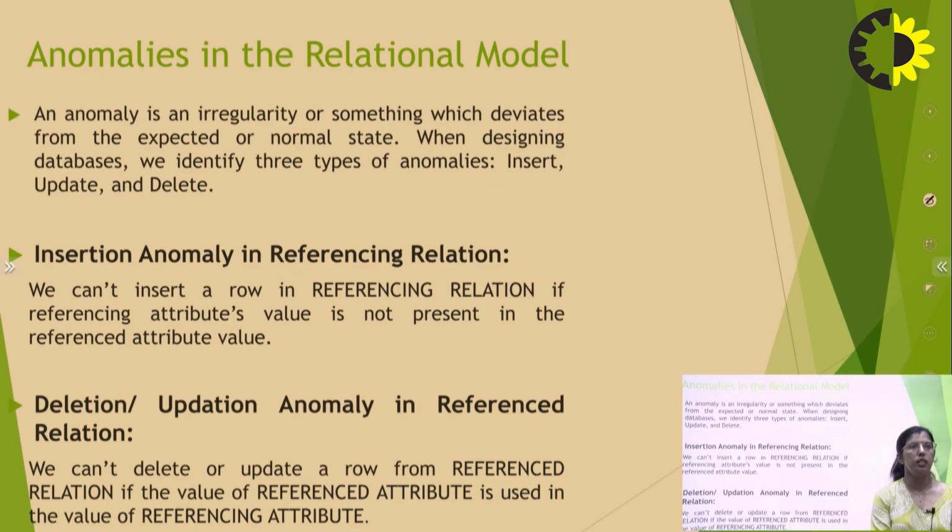Next is the anomalies in relational model. An anomaly is an irregularity or something which deviates from the expected or normal state. First one is your insertion anomaly. Insertion anomaly: we can't insert a row in the referencing relation if the referencing attribute value is not present in the referenced attribute value. Second is deletion or updation anomaly. We can't delete or update a particular row from the referenced relation if the value of the referenced attribute is used in the value of the referencing attribute.